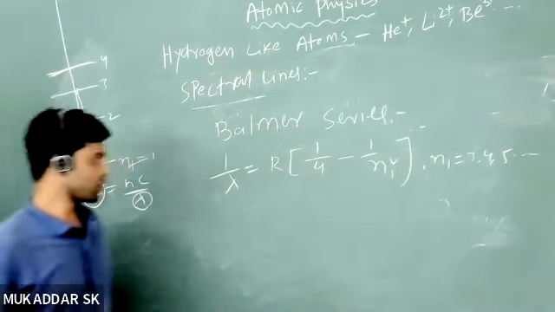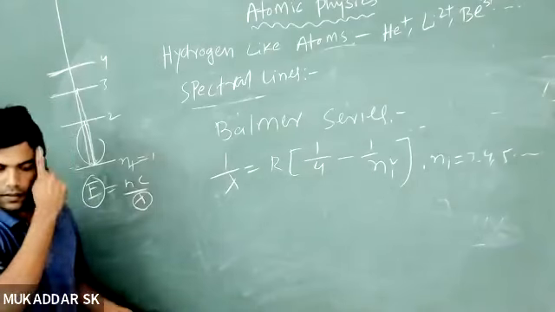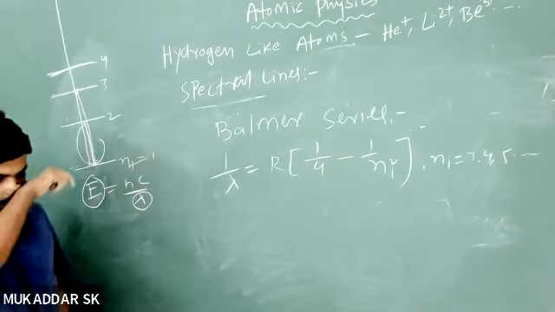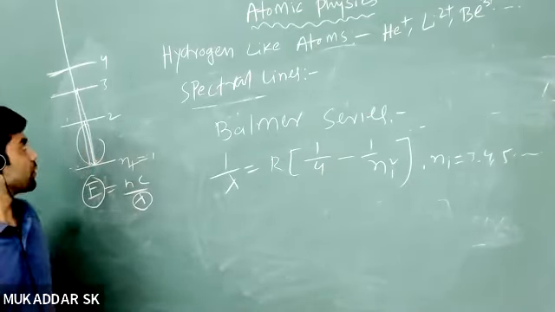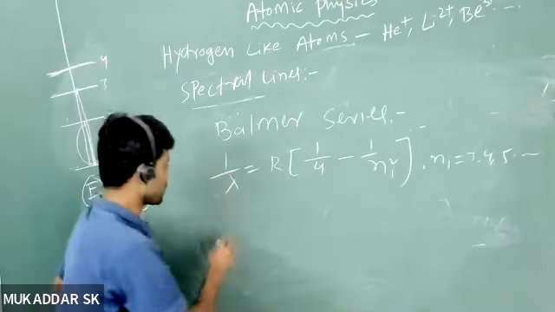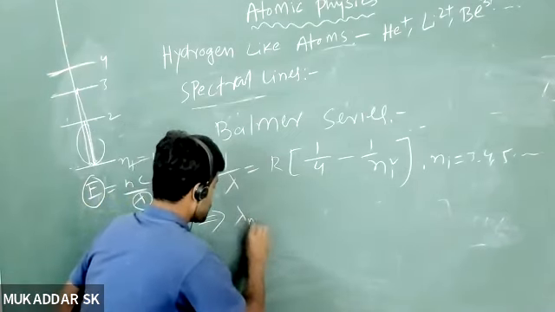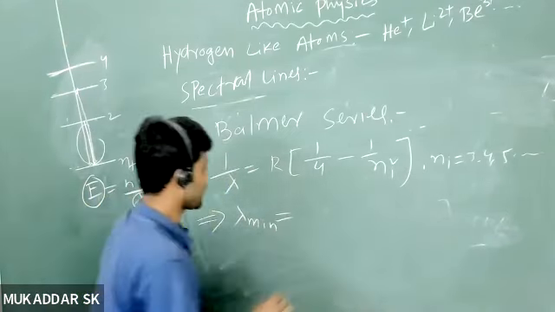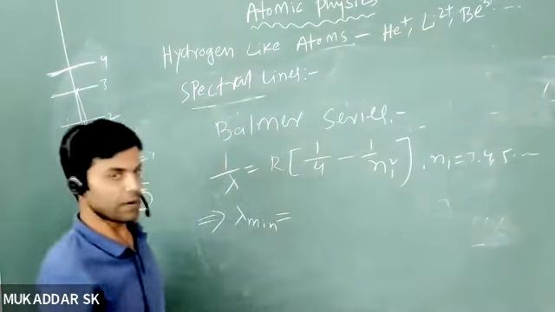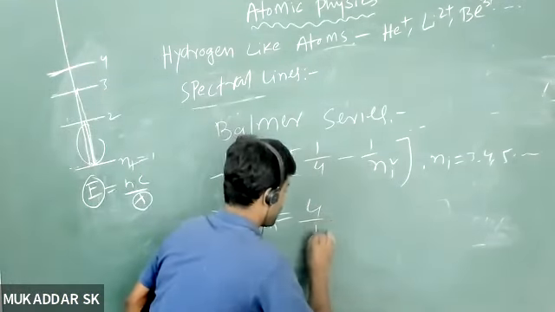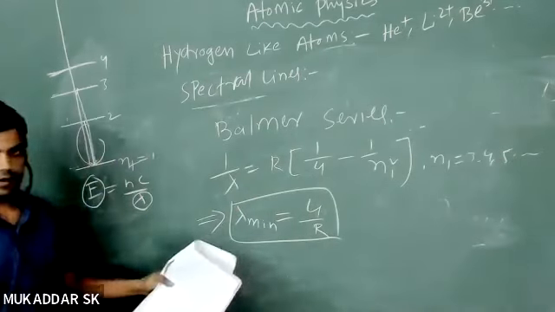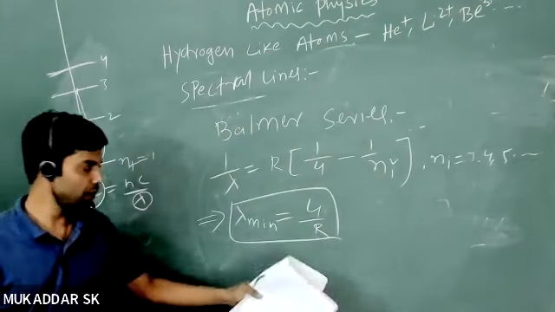So how much will be the smallest wavelength? Anyone in the class? The smallest, I asked. When will the smallest wavelength occur? When Ni is infinity. So lambda min will be how much? You have to keep Ni as infinity, so this term will be 0. So R by 4. If you invert it, it will come to 4 by R. Did you get what I'm saying? So the minimum wavelength in the Balmer series of the hydrogen atom will be 4 by R.